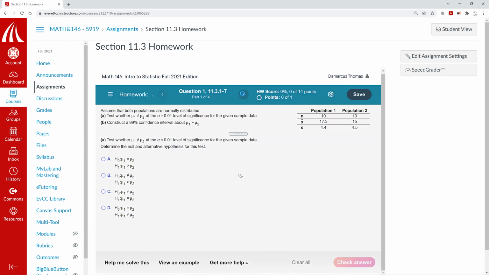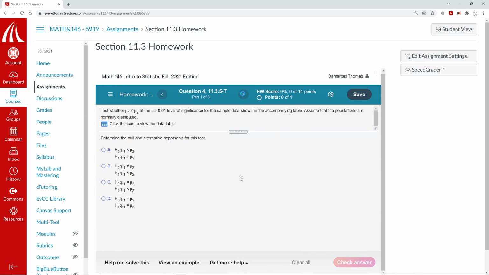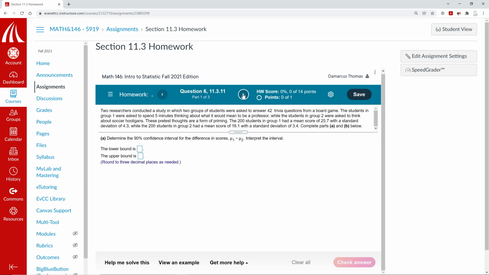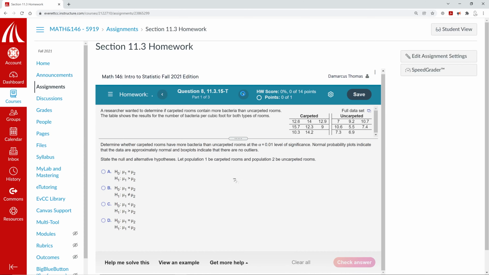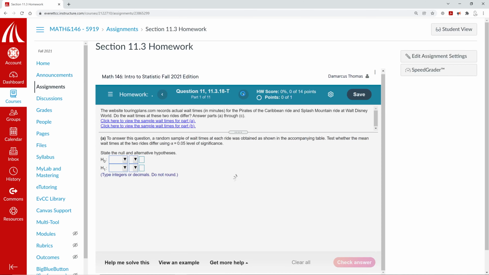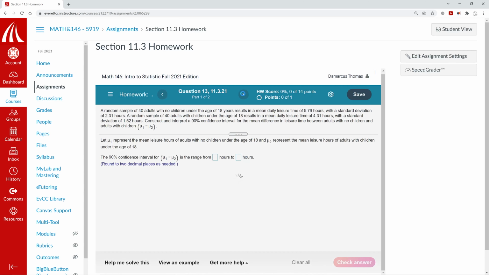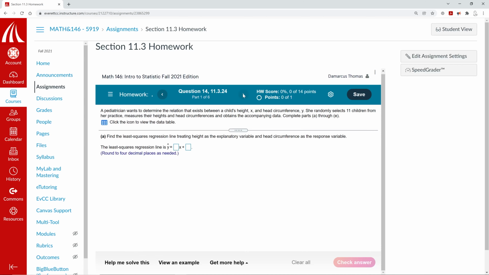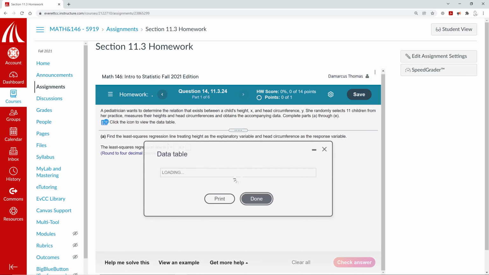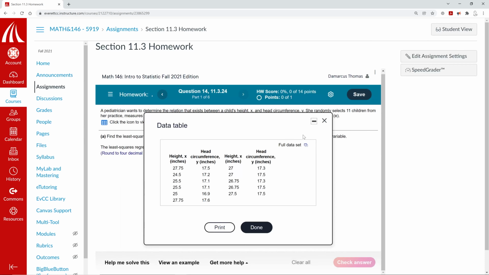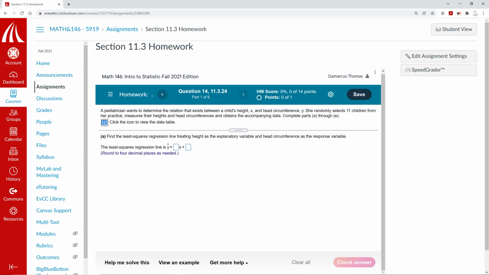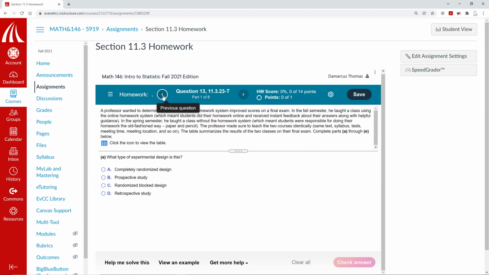All right, not too bad, not too bad. This question, they're asking a bit much. The least squares regression line. We shouldn't have to do that here, not in this chapter. Some of these questions we might have to pull out.